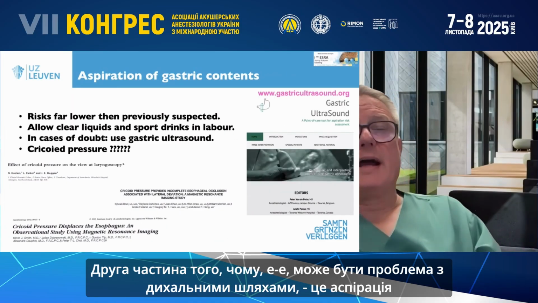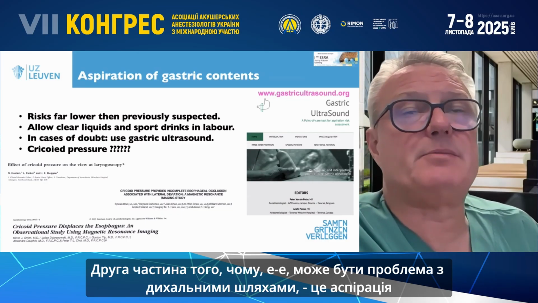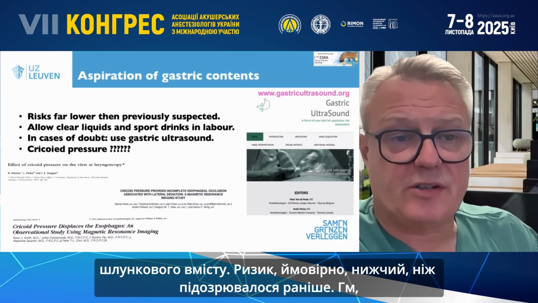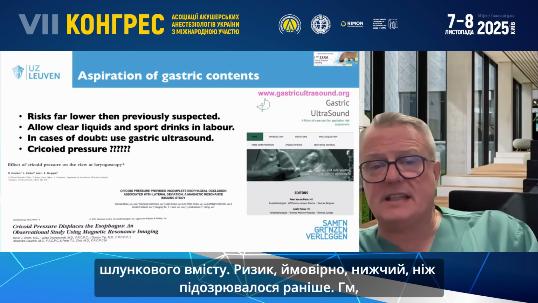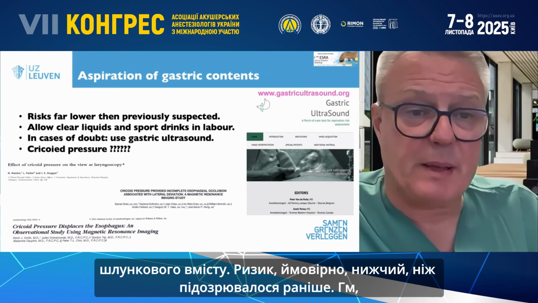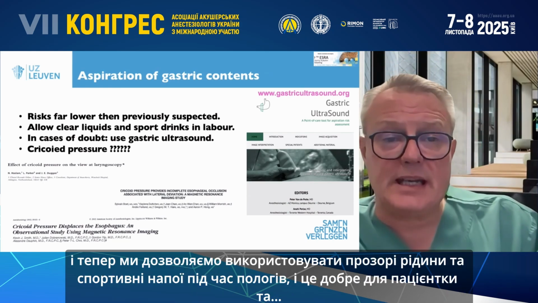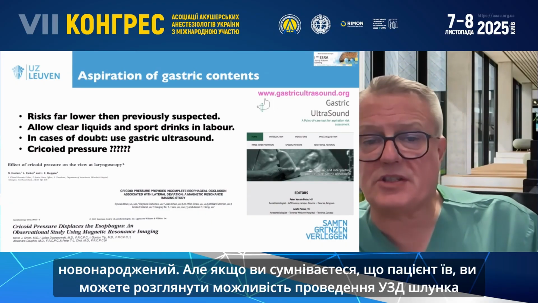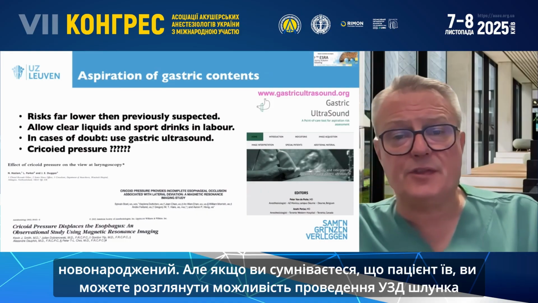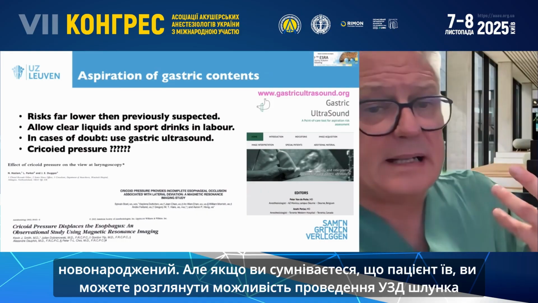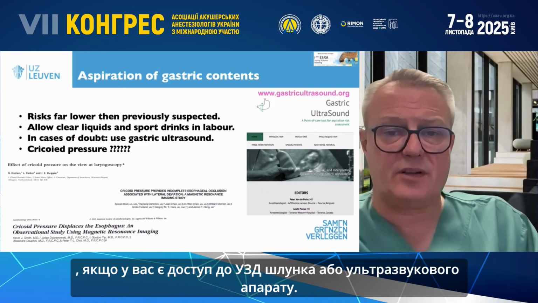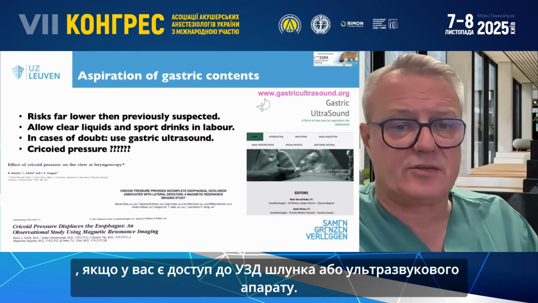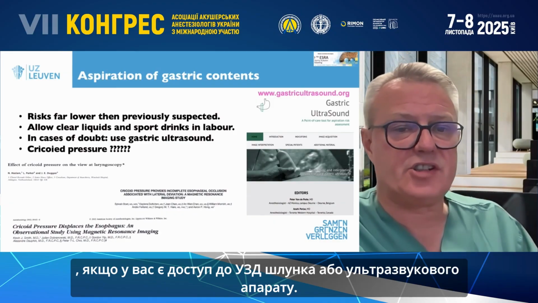The second part of why there might be a problem with the airway is the aspiration of gastric contents. The risk is probably lower than previously suspected. And we now allow clear liquids and sport drinks in labor, and it's good for the patient and the neonate. But if you're in doubt that the patient has eaten, you might consider gastric ultrasound if you have the availability of an ultrasound machine.